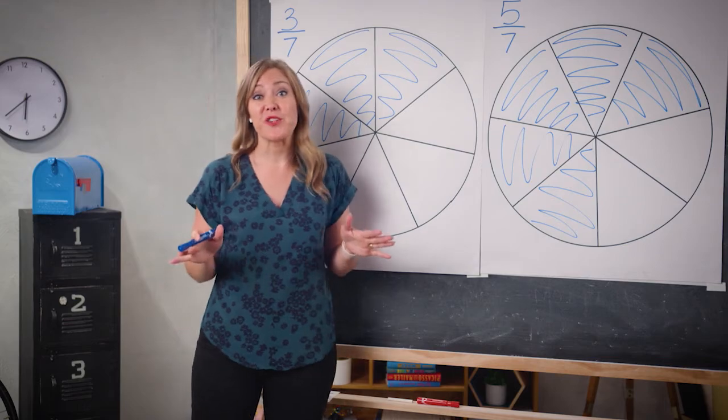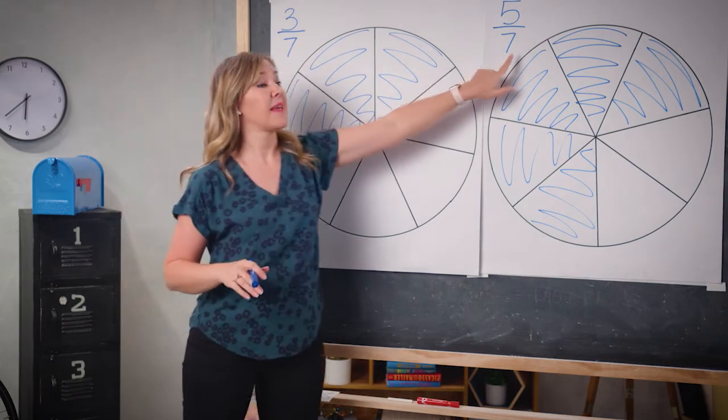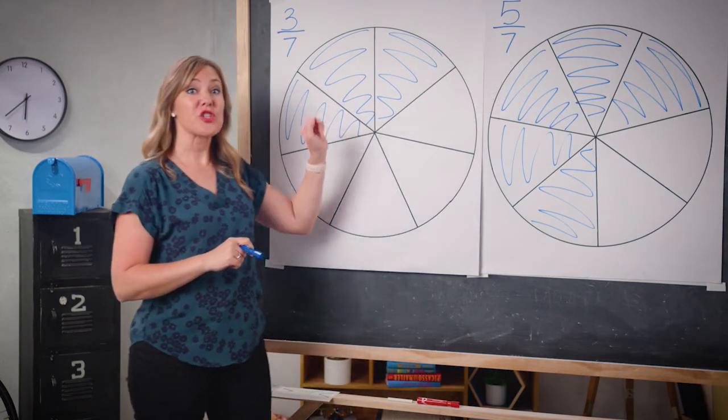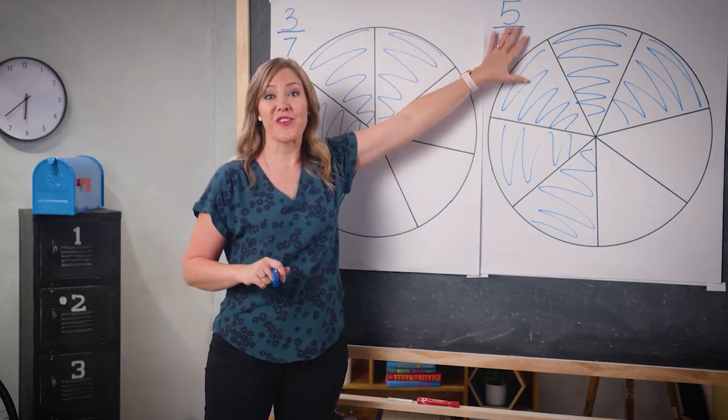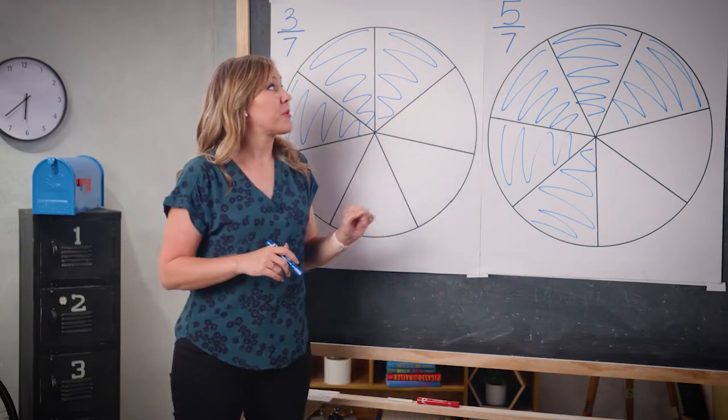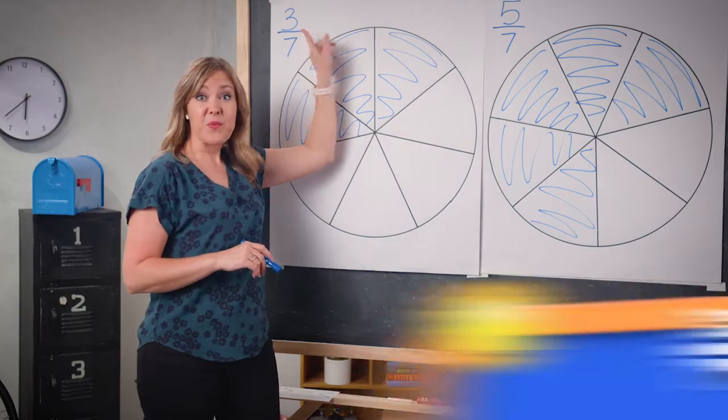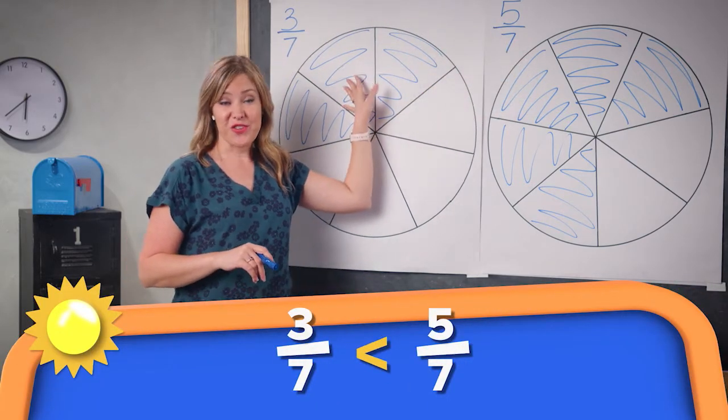So here's the trick. When your denominators are the same, look at the numerator. The larger numerator belongs to the greater fraction. In this example, since 5 is greater than 3, then we know that 5/7 is greater than 3/7.